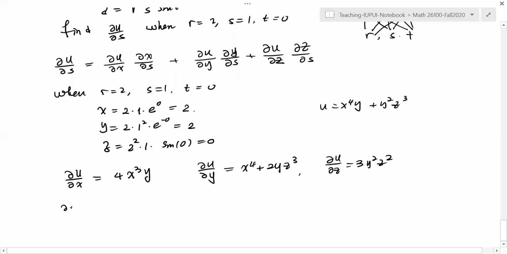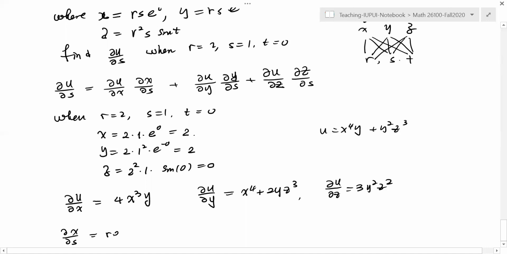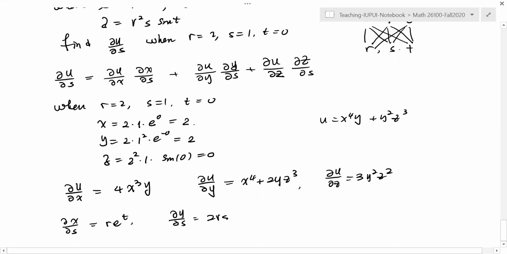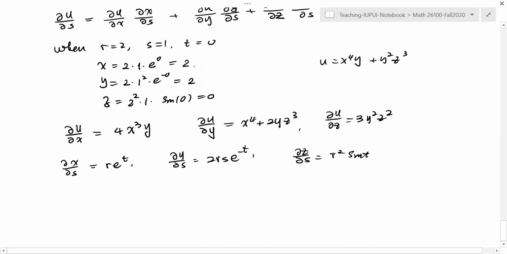What else? I have to find the partial derivative of x with respect to s. Remember, this is about the formula, so I have to look at the top. The derivative with respect to s is e to the t. For y, the derivative with respect to s is 2rs e to the negative t. And for z, it's r squared sine t. Now we have to evaluate each of them. When r equals 2, s equals 1, t equals 0, x equals 2, y equals 2, z equals 0, and the above derivatives have special values.